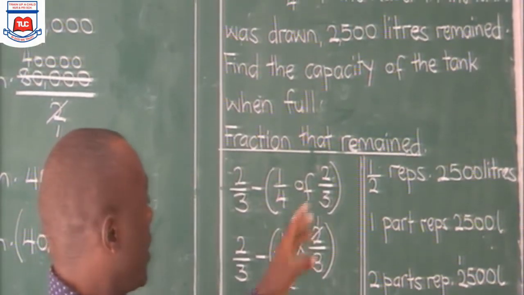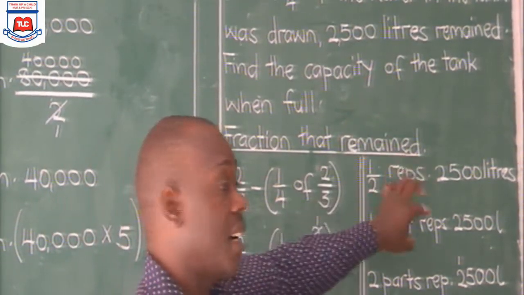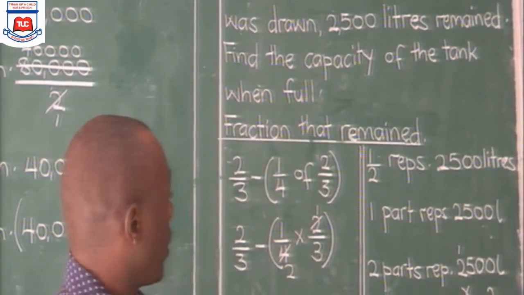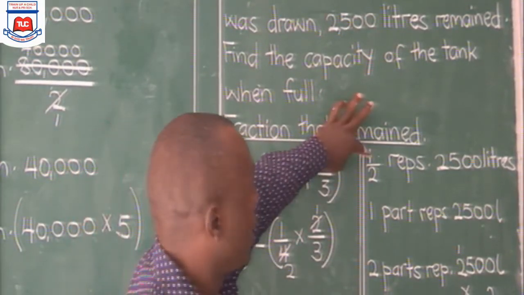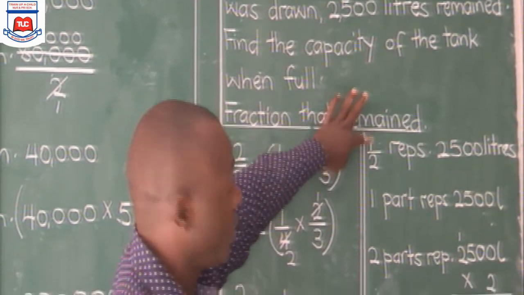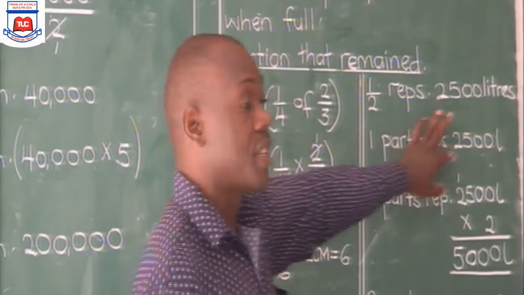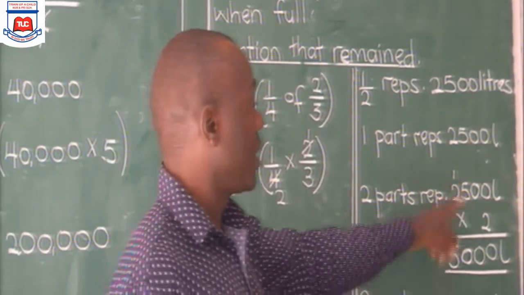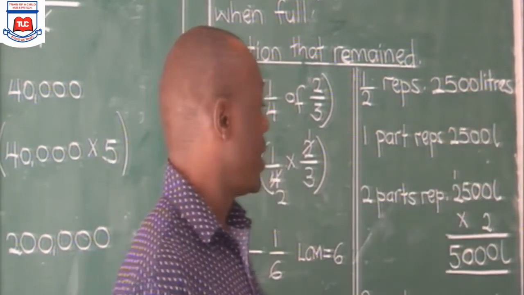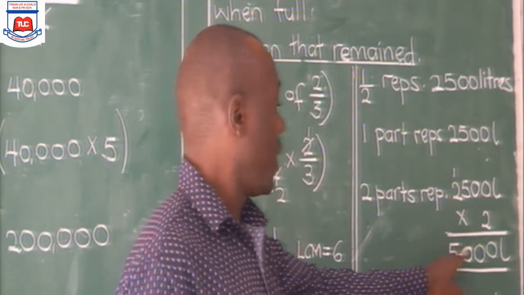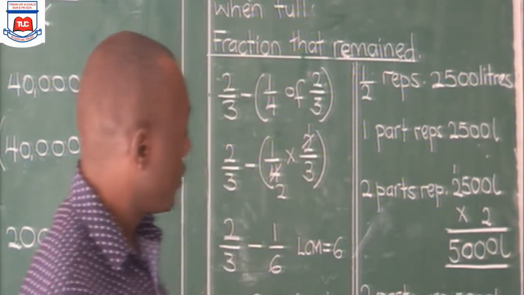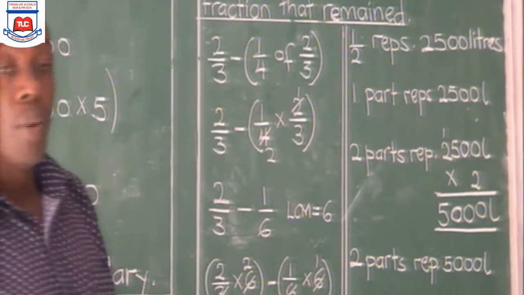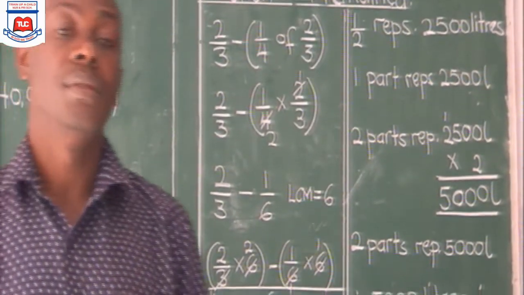We have already seen that a half of the tank represents 2,500 liters. What about a whole tank? So look at the numerator, which is a 1. You say one part represents 2,500 liters. Then the two parts will represent twice 2,500 liters to get 5,000 liters. Therefore, you say 5,000 liters is the capacity of the tank when completely full.